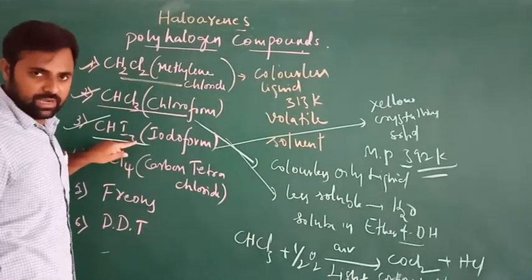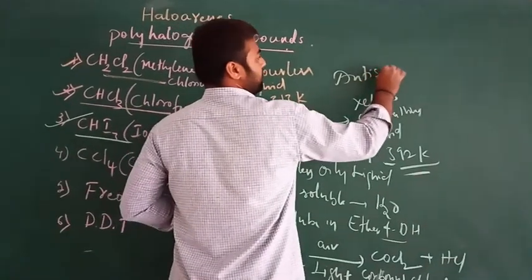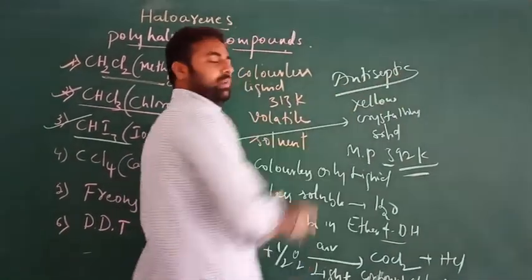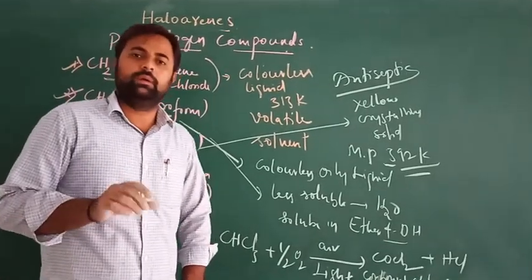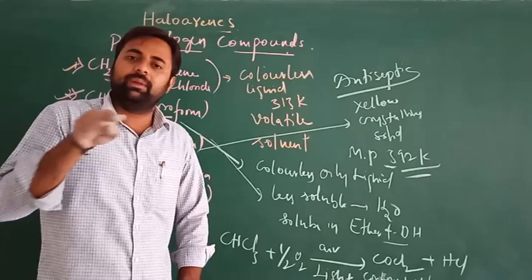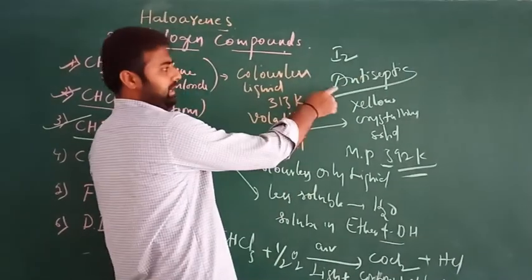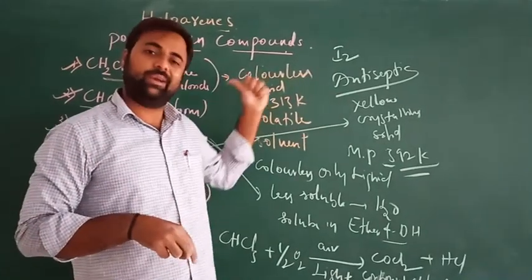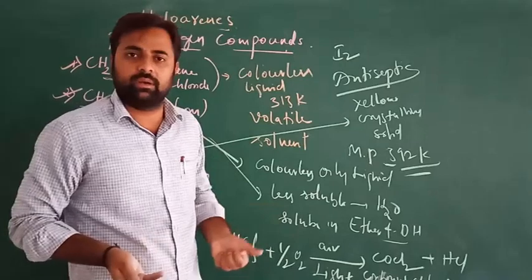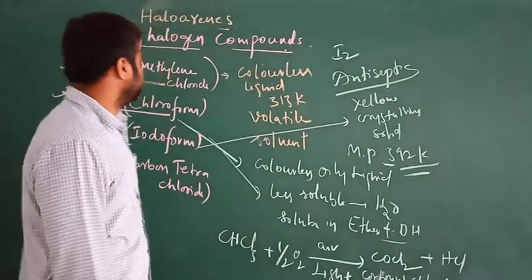Mainly iodoform is used as an antiseptic, right? Why is it used as an antiseptic? Not because of the molecule of iodoform. In iodoform, due to the liberation of iodine, that iodoform acts as an antiseptic. So this iodoform has an antiseptic action due to the liberation of iodine, right?